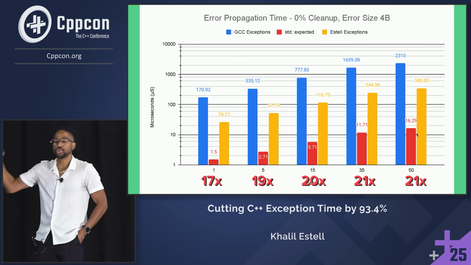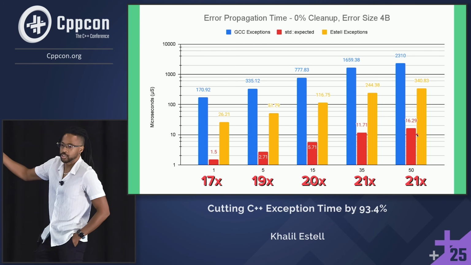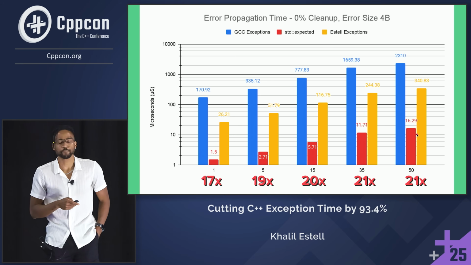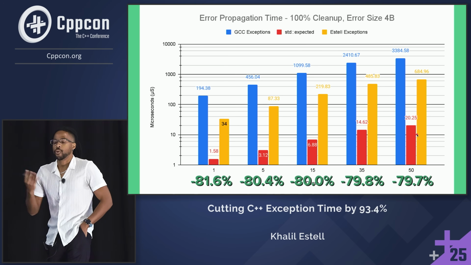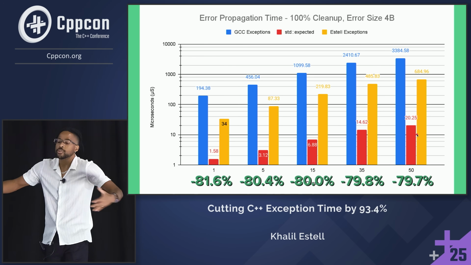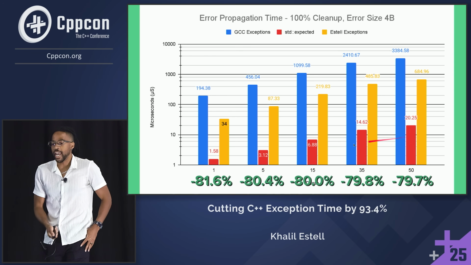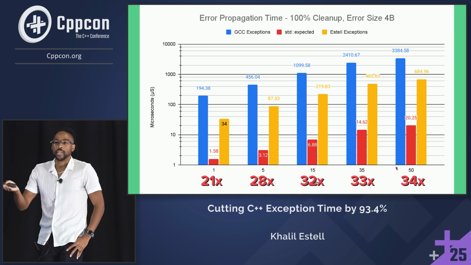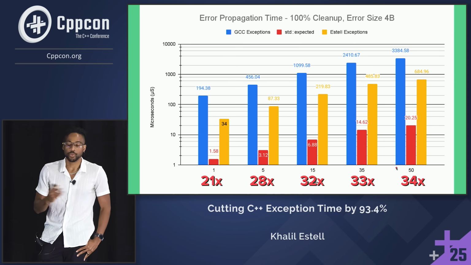And now we went from hundreds of times worse than set expected to now 17 to 21 times compared to set expected. And then for 100% cleanup, I'm doing better, not as best, but I'm between 81.6 to 79.7. And then here's the multiples when you look at it with respect to result types.